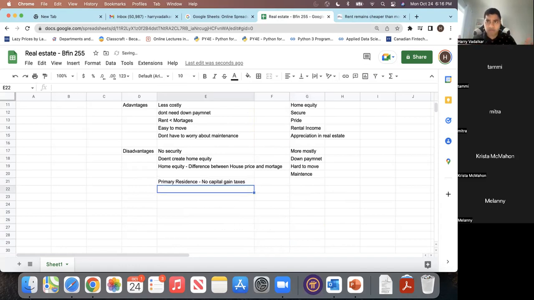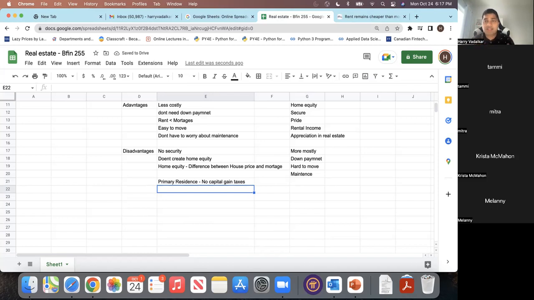So effectively, to visualize it, one house that you live in, when you sell that house, whatever profit you make, you don't have to pay taxes on it. This is the primary residence tax exemption that every person in Canada enjoys. It applies only to one house. So if I have two houses and one I'm renting, one I'm living in, the one I'm living in becomes my primary residence. You can designate it in your tax returns.